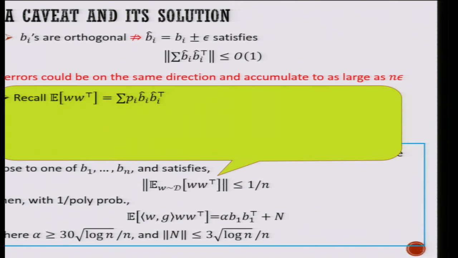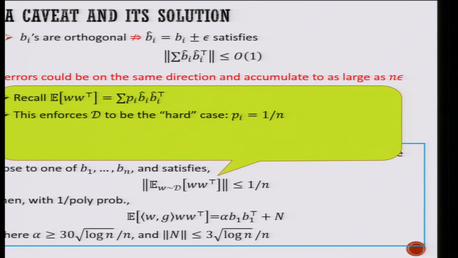Okay, so let me try to further discuss this a little bit more. So what are the pseudo moments? The pseudo moments is a weighted sum of b_i hat transpose. So this constraint is just saying that all the pi's need to be 1 over n. Because if you have some pi that is larger than 1 over n, then certainly this guy has an eigenvalue, because you can just plug in b_i hat, and the eigenvalue is going to be larger than 1 over n. So this constraint is just saying that all the pi's need to be exactly 1 over n.